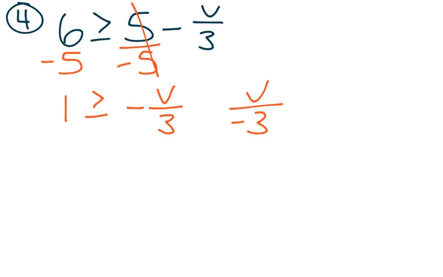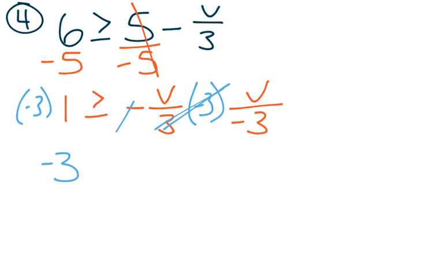What we need to do next is multiply, since we're dividing v originally. This says v divided by 3, so to undo dividing, we need to multiply. We're going to multiply both sides by negative 3 because we're dividing v by negative 3. So those will cancel along with the negative. Negative 3 times 1 is negative 3. Like I said, the 3's cancel. I'm just left with v on the right-hand side.